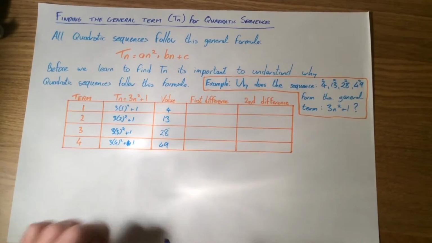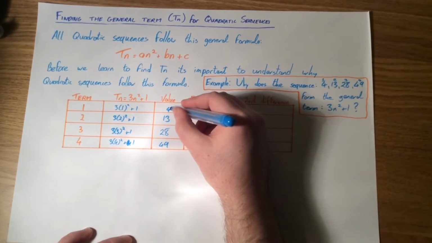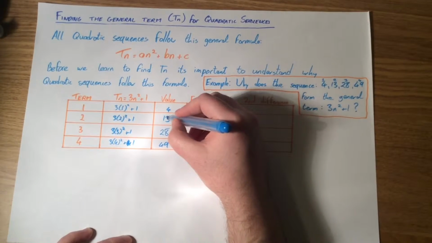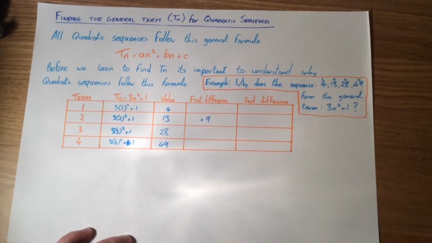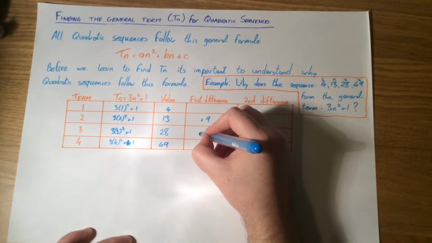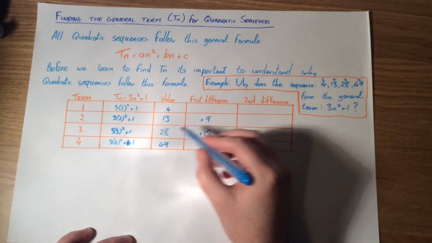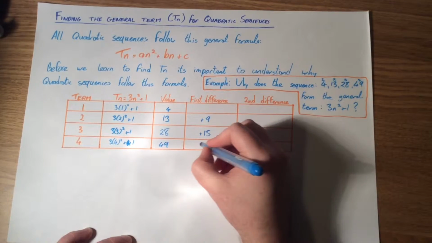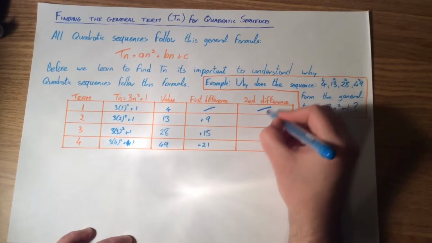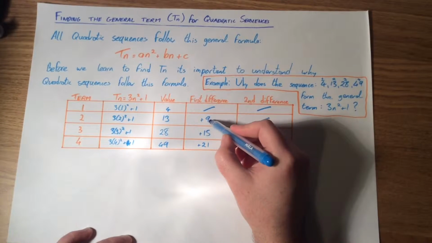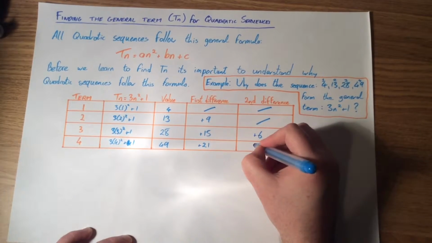Alright, so let's have a look. First difference. Well, obviously there's no first difference between the first term and itself. So the difference between 13 and 4 is 9. And the difference between 13 and 28 is 15, and the difference between 28 and 49 is 21. And what's the difference between these guys? The difference between 9 and 15 is plus 6, and the difference between 15 and 21 is plus 6.